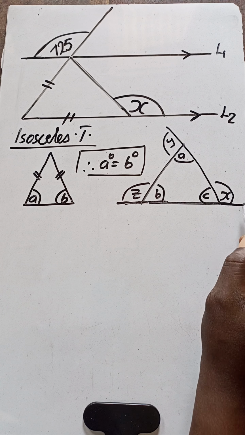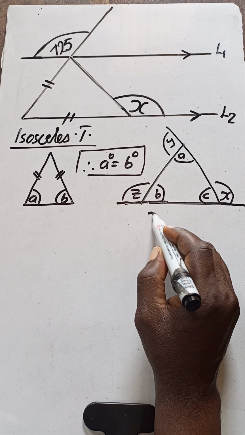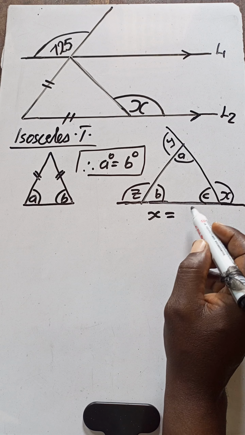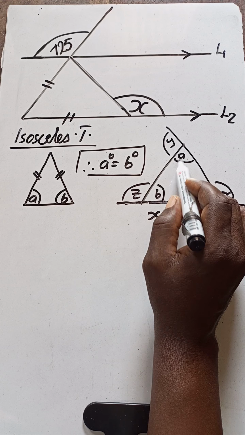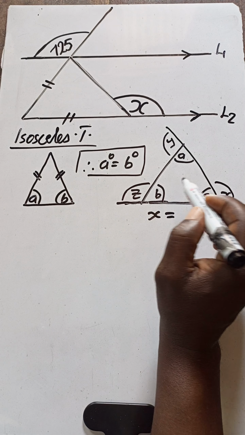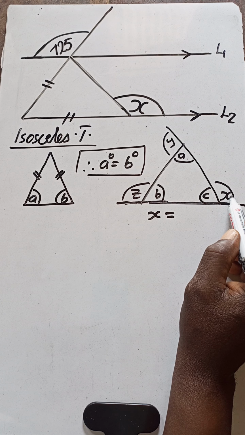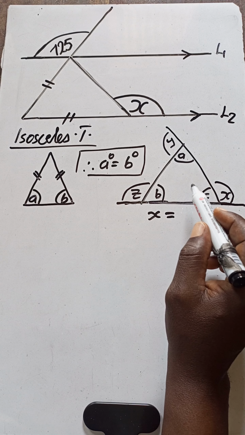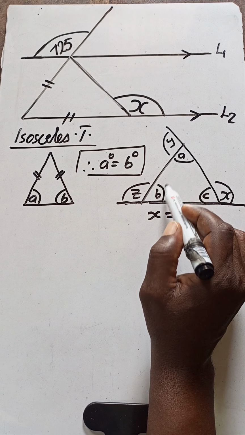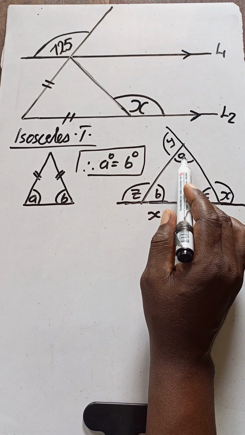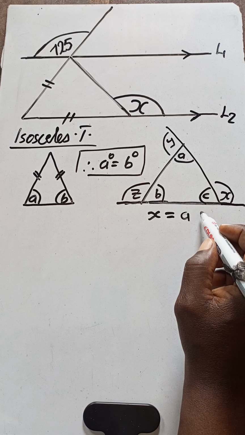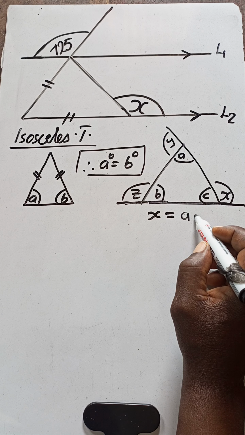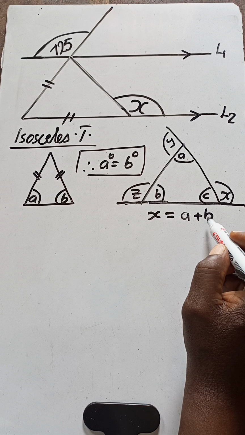We all know that an exterior angle is the sum of the opposite two interior angles. This is an exterior angle. These are the interior angles. The two angles that are interior, which are opposite to this exterior angle X, will be A and B. So we expect the angle X to be equal to angle A plus angle B.